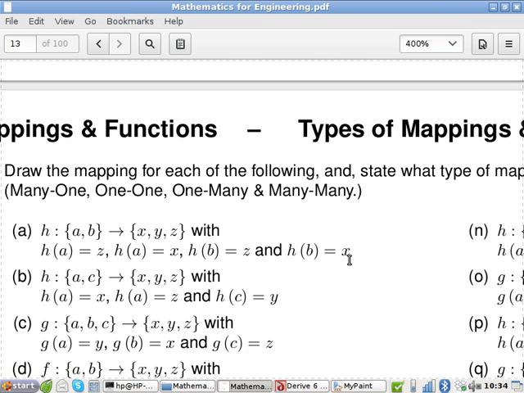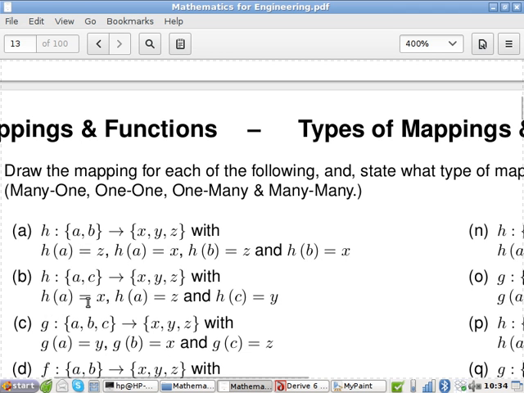Well, straight away I can see that it has a many in it for sure, because a goes to z and x. Can you see that? A goes to x and z. So it's definitely something to many. But the question is, is it one to many or many to many? Let's see. B goes to z, but also A goes to z. So we are looking at many to many. And let's do one more. Let's look at the next one.